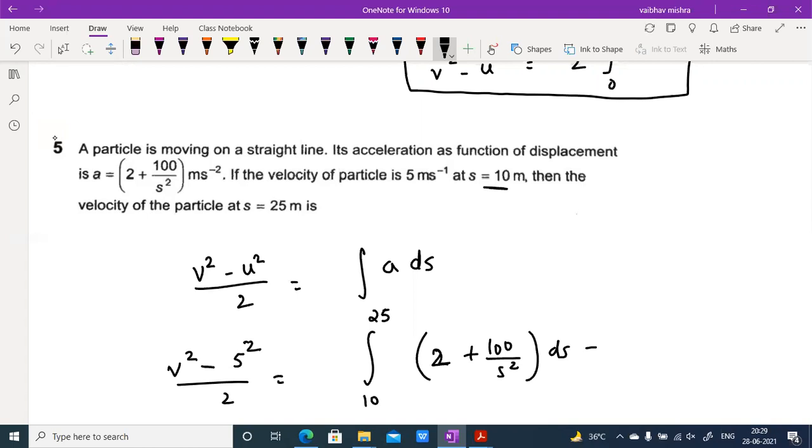Right, so I think the remaining questions, this we have done already. अगर नहीं है तो आप एक बार फिर से देख सकते हो. ये 2 ds को इंटीग्रेट करने पे 2s आ जाएगा, and 1 upon s square का integration will be minus 100 by s. Will apply limit from 10 to 25. The upper limit is s equals 25, minus the lower limit, which is s equals 10.